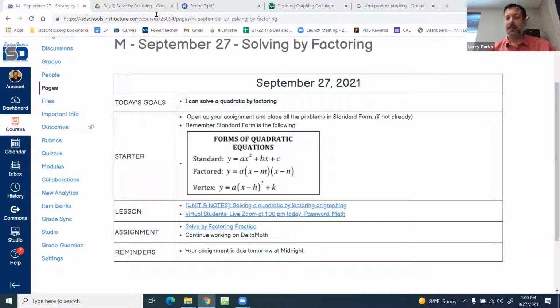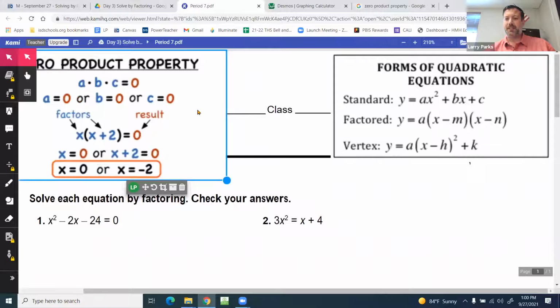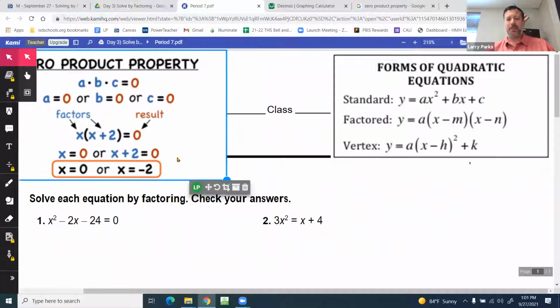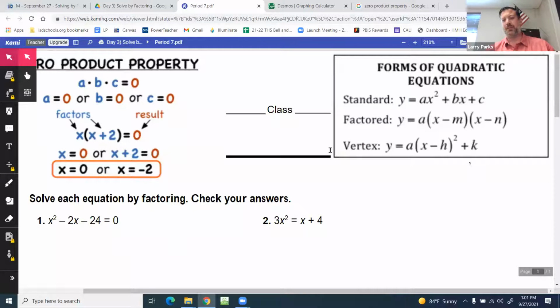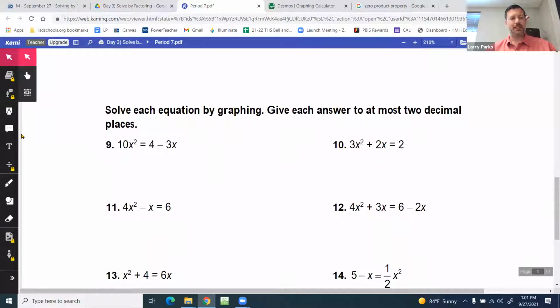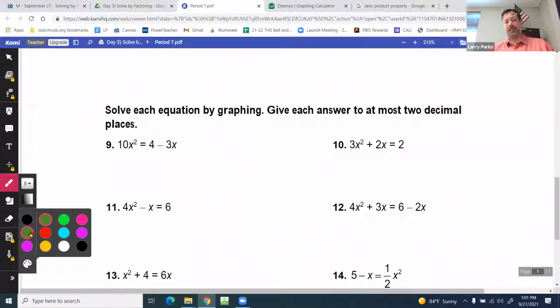Today, our goal is we can solve a quadratic by factoring. And so, a couple things we're going to need, and I went ahead and copied and pasted them here, is in order to solve, what does that mean? Solving means what are the x-intercepts? There's actually 4, 5 different ways to solve. We have solving by square root, solving by quadratic formula. But I would say probably the easiest method is to solve by graphing.